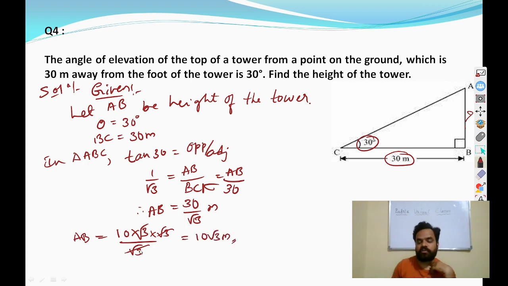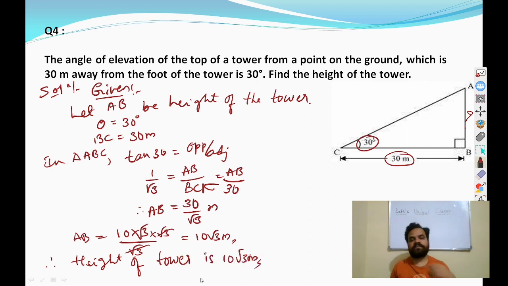So what we need to do at the end of such problems, we need to write its conclusion. Therefore height of tower is 10 root 3 meter. Therefore the height of the tower is 10 root 3 meter. This is the solution of fourth question. All of you note down the solution of fourth question. We will go for solving question number 5.